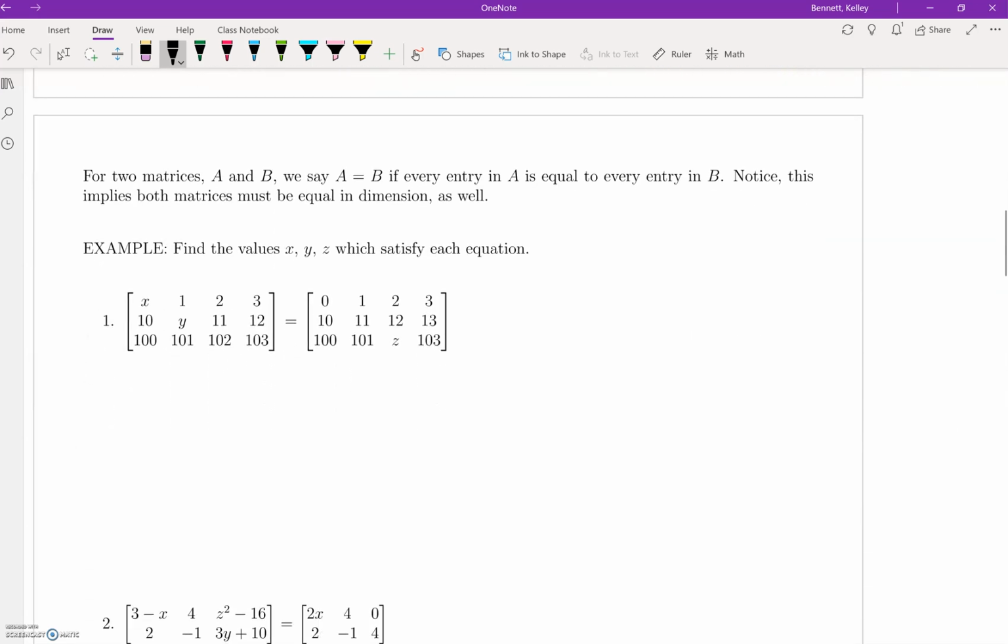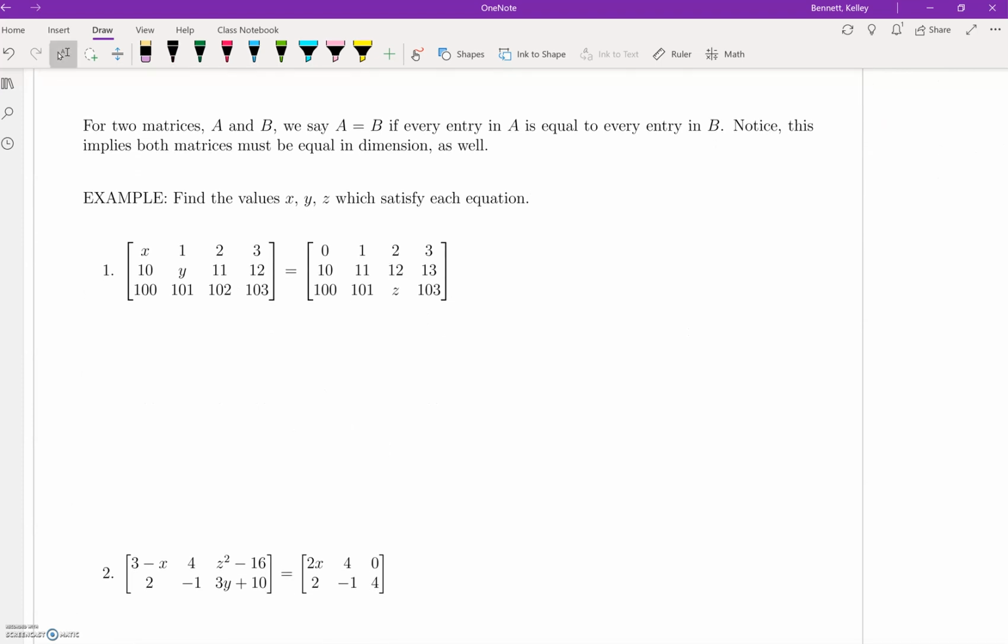So next we're going to talk about when two matrices are equal. So two matrices are said to be equal when every entry in A is equal to every entry in B in terms of position. So what I mean to say by that is, for this, X needs to equal 0. Right? They need to match up position by position. And notice the rest of the row, 1, 2, 3, is the same in both A and B. So I'll just let this guy be.